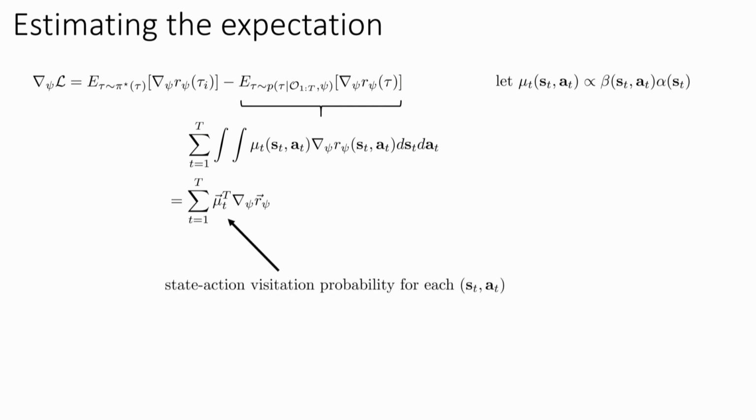OK, so mu gives you a state visitation probability for each S and A, and the grad R that you can calculate for every S and A. So this basically amounts to saying, let's calculate how often we visit every state and action, and then multiply those probabilities by the gradient of the reward at that point. And that'll give us that second expectation. The first one we get using samples from our demonstrations. Take the difference, and that gives us a gradient direction.